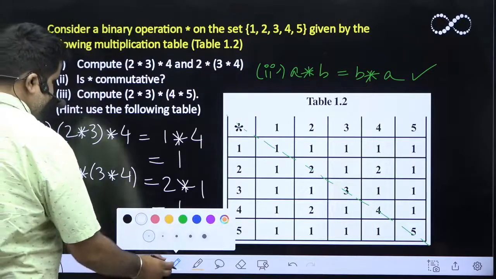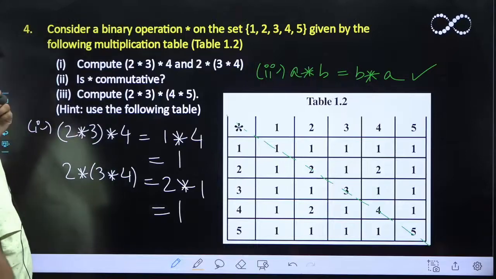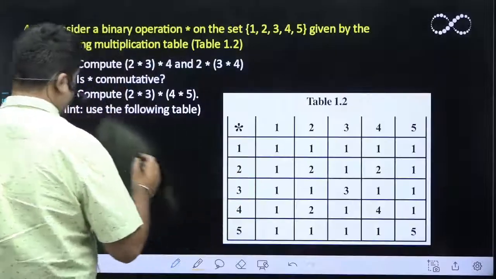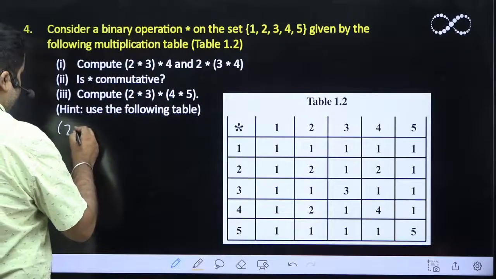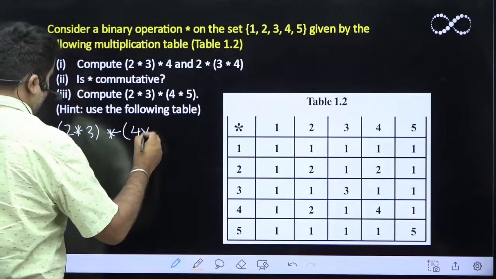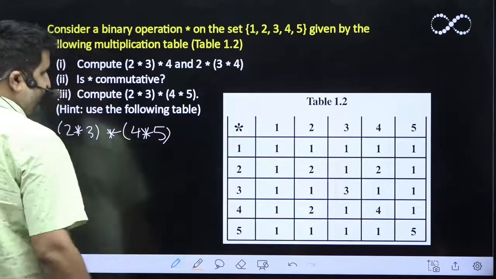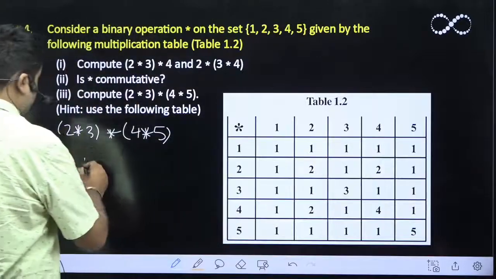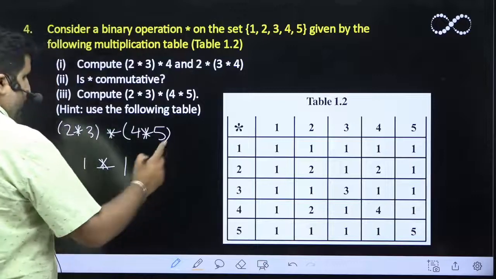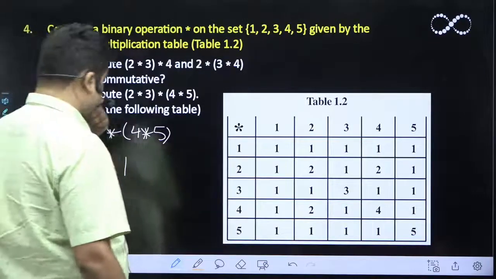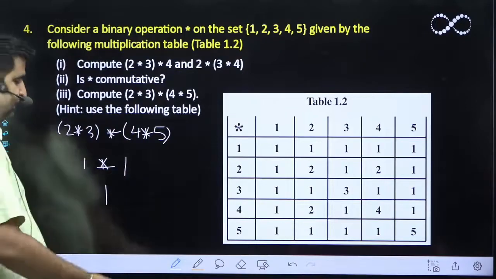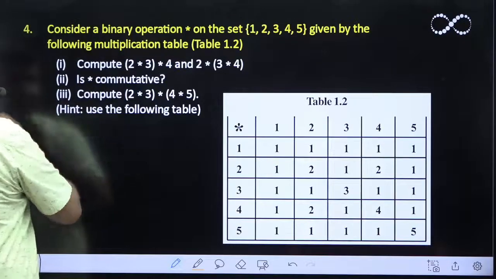Now let's see the third part. So the third part says compute (2 star 3) star (4 star 5). So what is 2 star 3? 2 star 3 is 1. What is 4 star 5? 4 star 5 is 1. What is 1 star 1? 1. So the answer will be 1. So it's pretty simple, right? We just have to look at the table and solve the question.